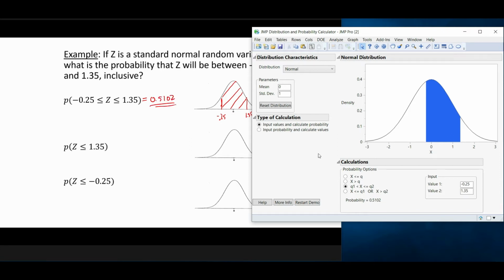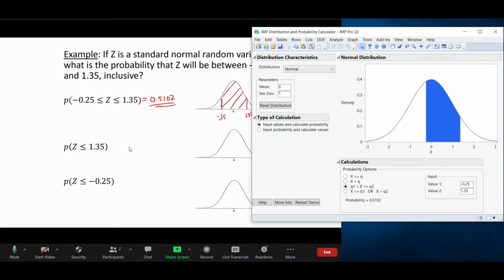Okay, and so we don't have to do anything special or tricky as we look things up in tables. We're letting JMP do all of the heavy lifting for us. So this example sort of builds the ideas from maybe an earlier version of a table where you would look at cumulative areas in order to come up with the area you're interested in. And so it splits it up as the area that's less than 1.35, and then you get the area that's below negative 0.25, and then you could subtract those and end up getting the 0.5102.